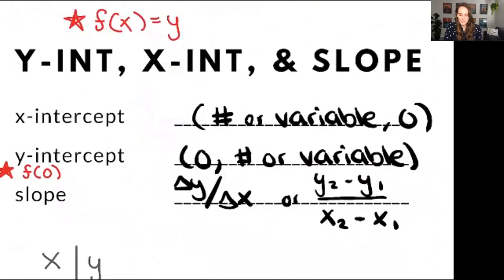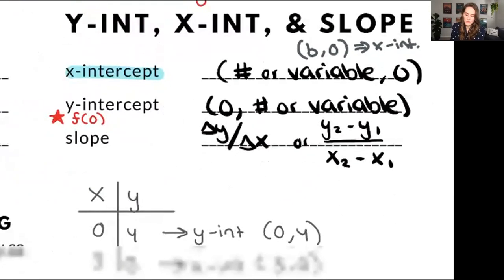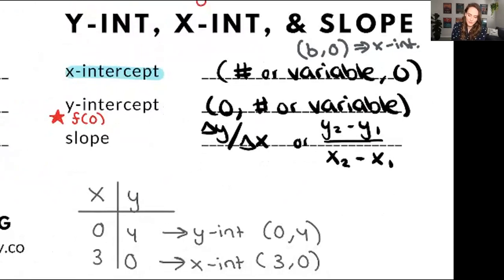Your y-intercept, x-intercept, and slope. So for the x-intercept, you're going to take the number or variable, comma, 0. This is going to be a clue that you want to find the x-intercept. If they gave you something like b, comma, 0, you should immediately think, oh my gosh, they just gave me my x-intercept. I'm probably going to need that. Same thing if you see a 0 in a table. If they have the 0 for the y, you're going to think, oh, that's the x-intercept. I'm probably going to need that.